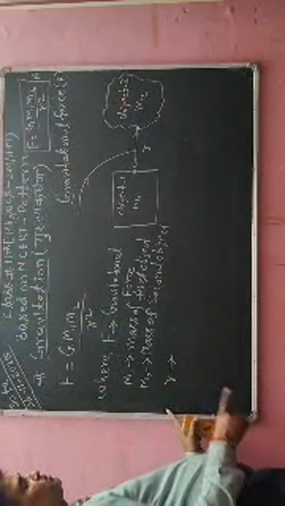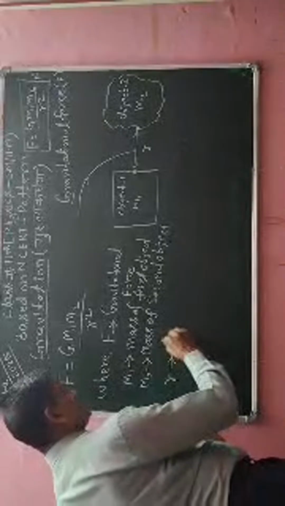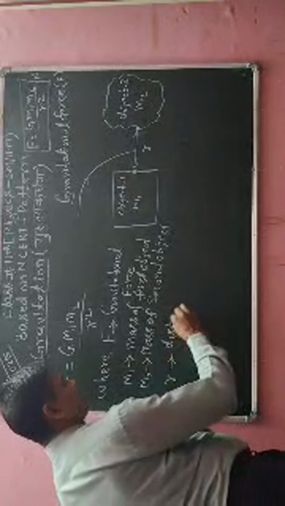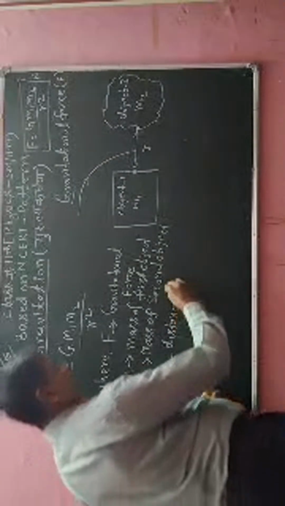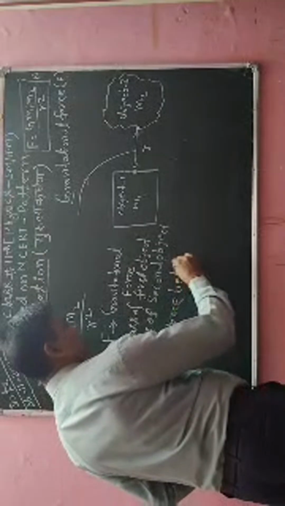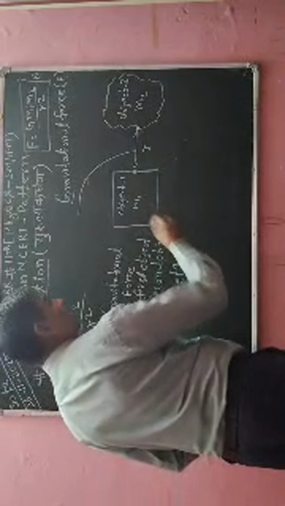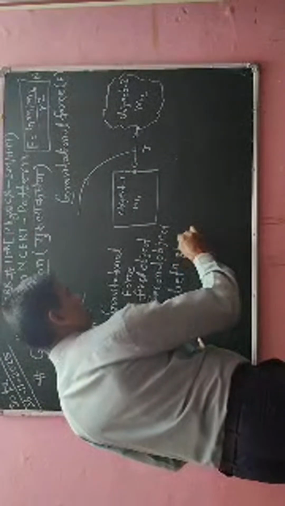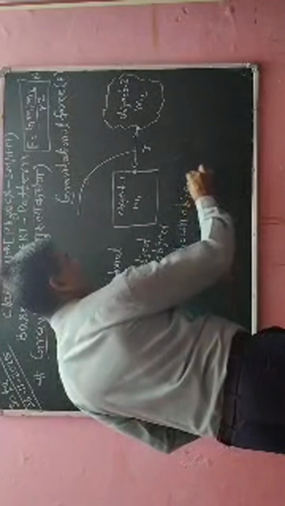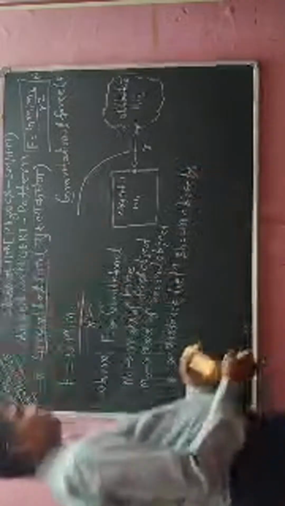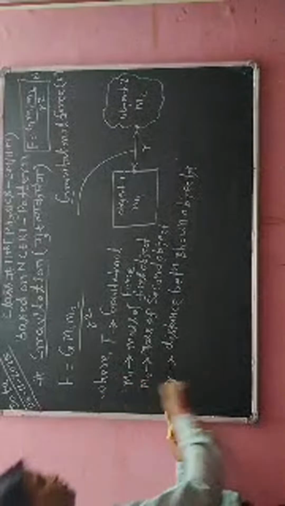This is the distance between the given objects, the shown objects. So all the information of the formula I have described here, but the value of G I have told is the constant value.